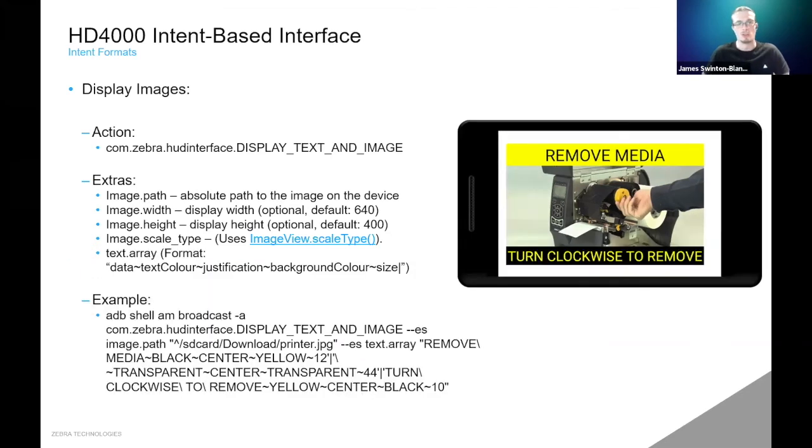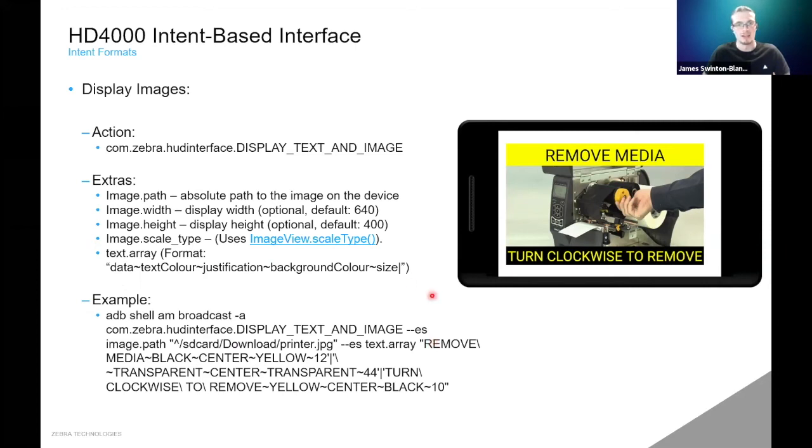If you wanted to display multiple lines of text, then you would simply do the same thing as with the text intent and omit the individual extras and replace them with the single extra here, text.array, and follow the format that we discussed in the previous slide.